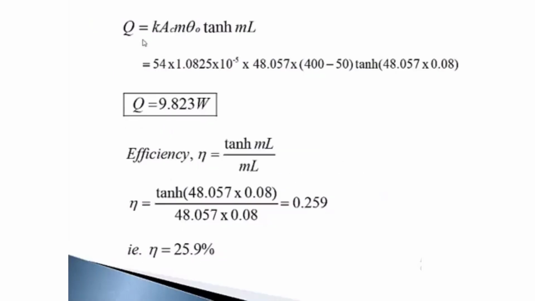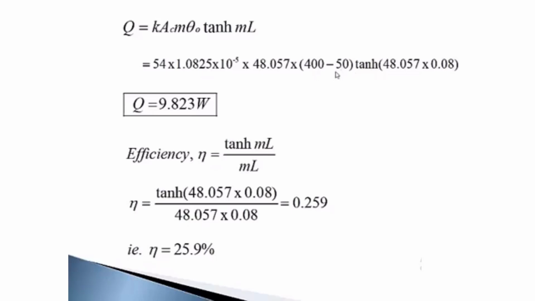Now you can find out the heat transfer Q as kAc m theta 0 tanh mL. This formula I used since it is given that heat flow from the end is neglected, or the end is insulated. So k is 54 into the area of cross section we have calculated, and m is also calculated as 48.057 into theta 0, which is 400 minus 50. That is the temperature difference at the root.